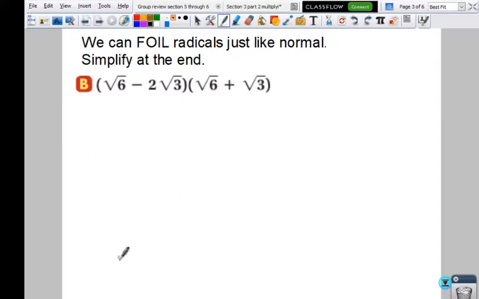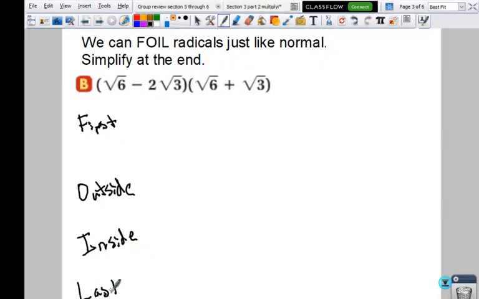Alright, so what does it stand for? First, outside, inside, last. So we're going to FOIL these two parentheses together. And it stands for first, outside, inside, and last.